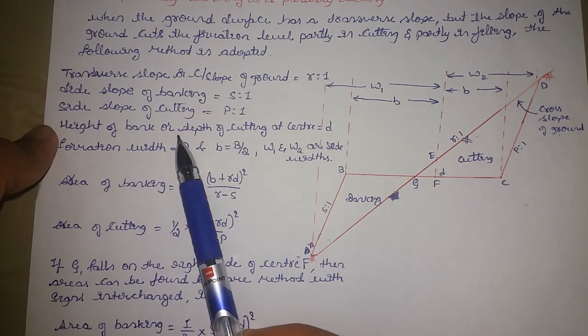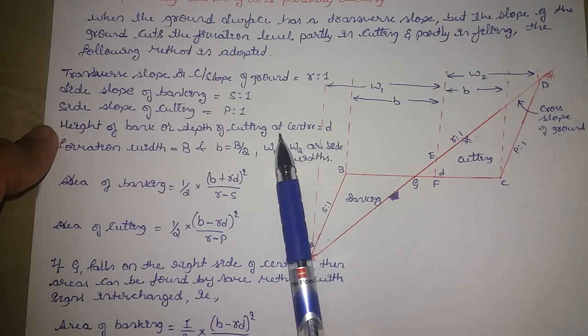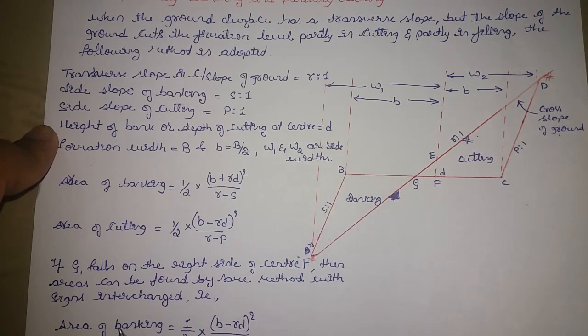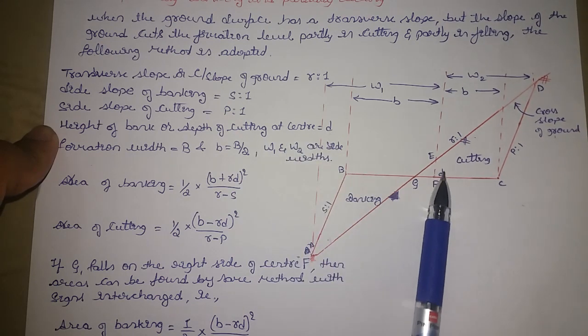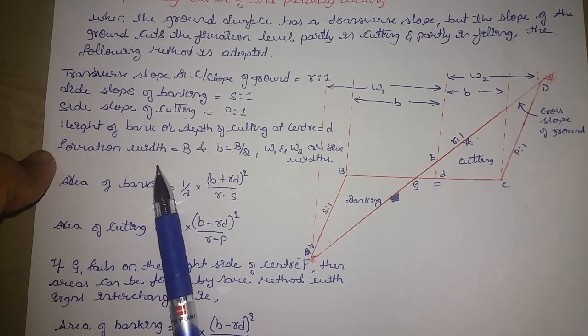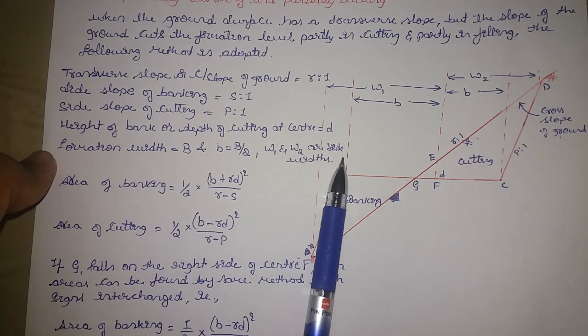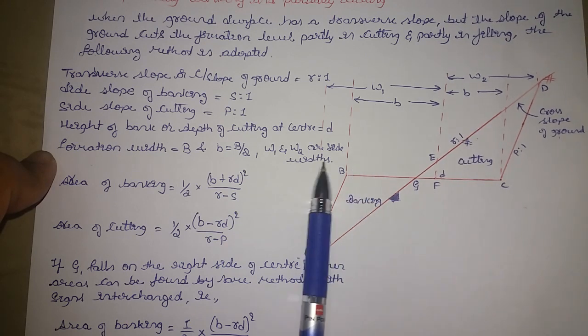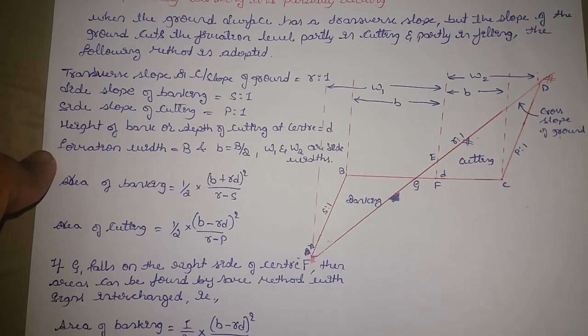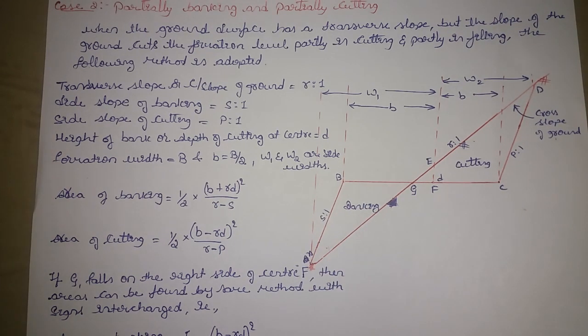Then the height of the bank or depth of the cutting at the center is d, wherever d is given. We call it d. Next, the formation width is b, and b by 2 is given, where w1 and w2 are the sides of the width, and b is the formation width. So now, how will you find the area?